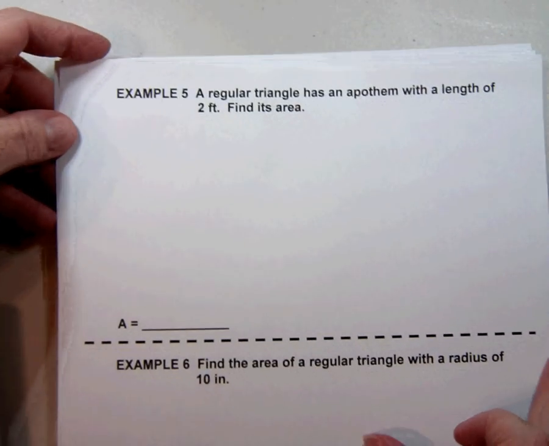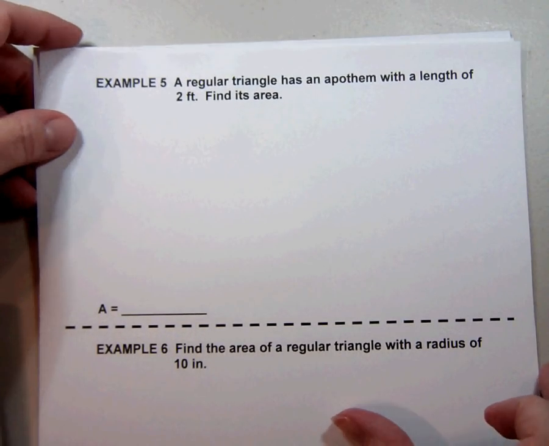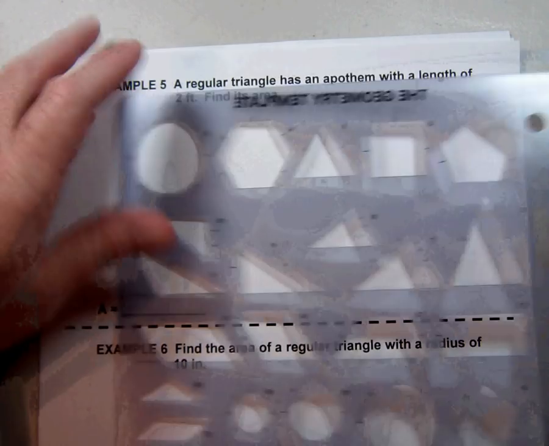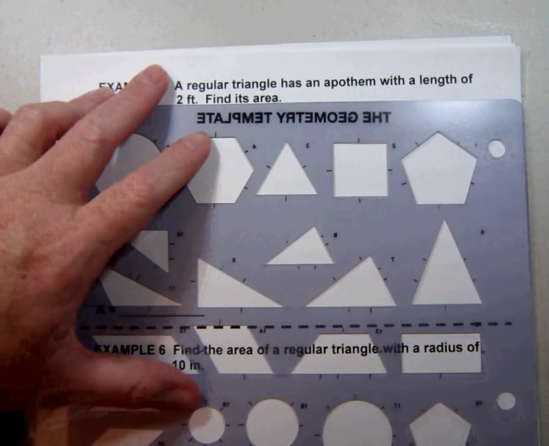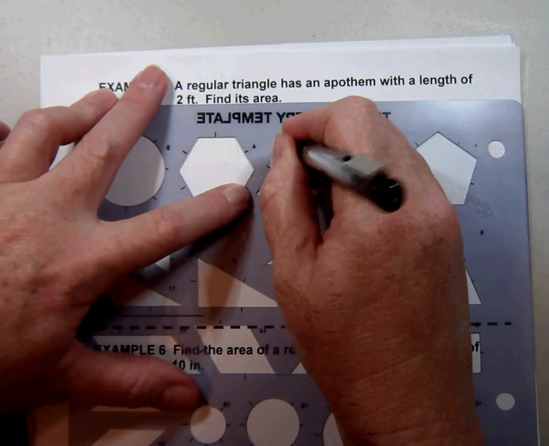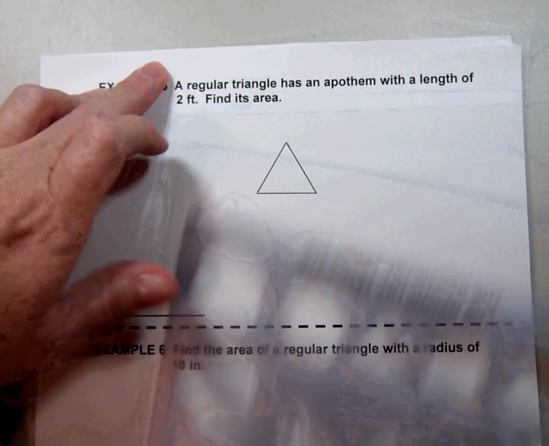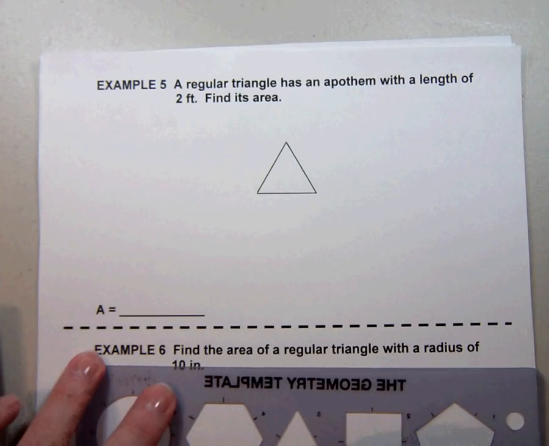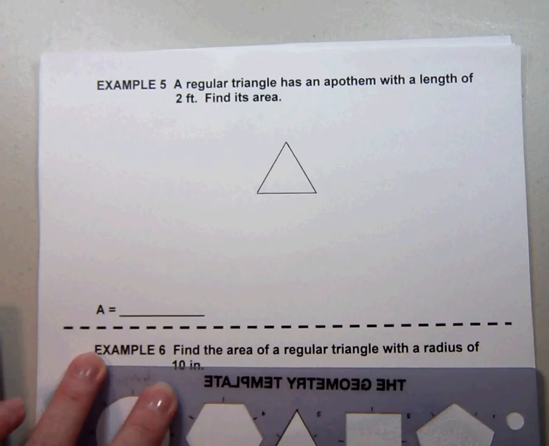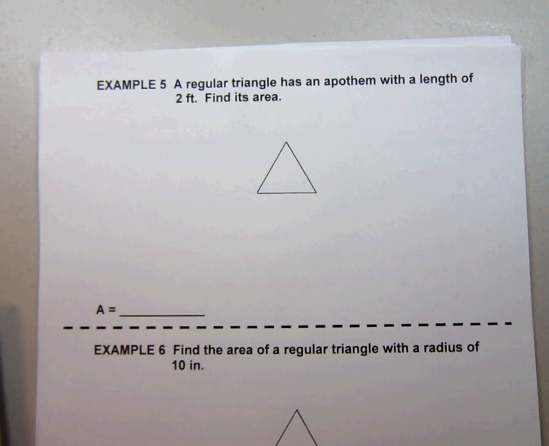Okay, one more page. Example 5. Again, there's not a picture, so if you want to sketch one or borrow the template to draw one, draw an equilateral triangle. I think I'll go ahead and put it for example 6 also. Alright, this one, example 5, says a regular triangle has an apothem with a length 2, and they want you to find the area.